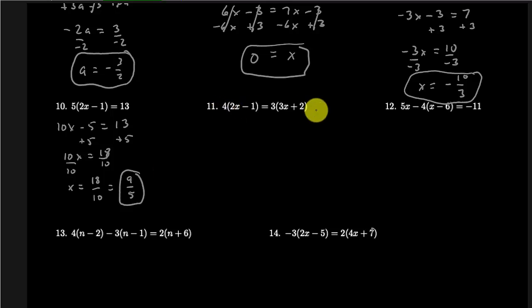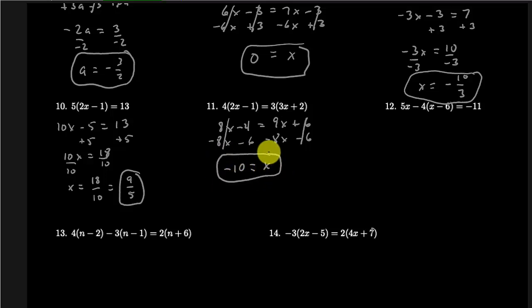All right, once again, let's clear the parentheses, so we get 8x minus 4 equals 9x plus 6, and so let's subtract 8x to both sides, and let's subtract 6 to both sides. And so the 8x is canceled, the 6 is canceled, and we get negative 10 is equal to x. And there's your answer.